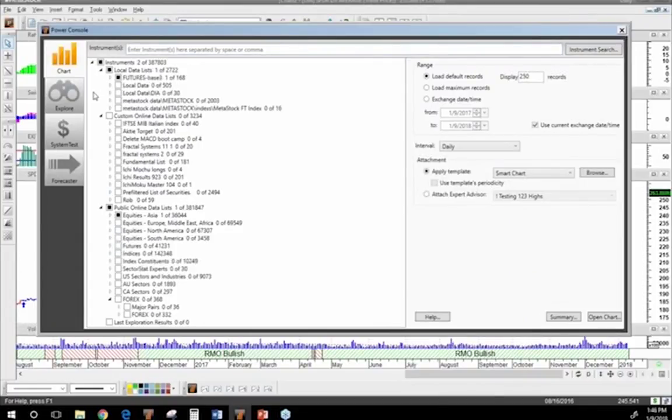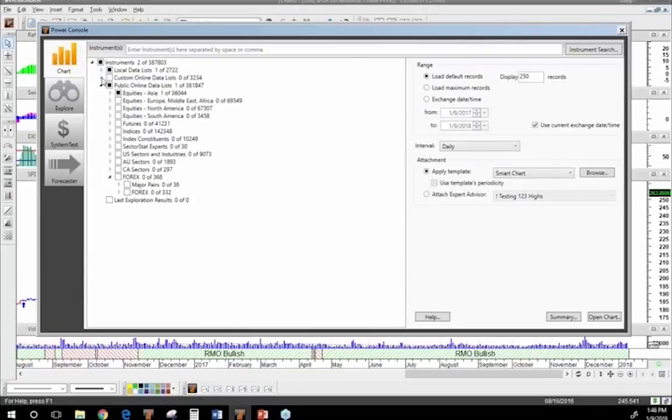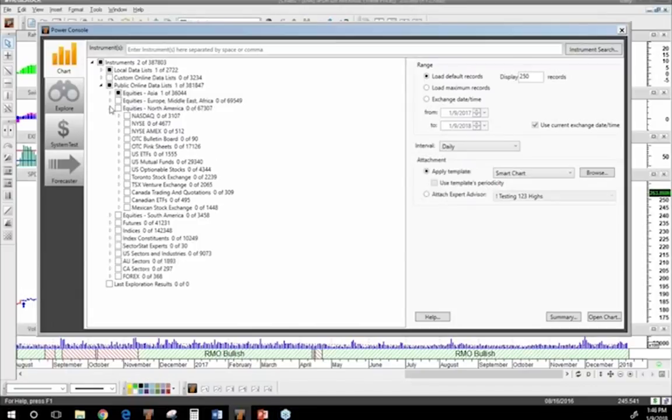Now, there's a couple of things that we can do, and I'm not going to go too deep into this, but we do have lists of all the symbols, and you'll notice we have lists of Asia, Europe, Middle East, Africa, North and South America. You can drill down into these and say, well, I want an ETF, and let's look at ETF stocks. But since I know exactly the symbols that I want to follow, I'm just going to type them up here in this center bar right here.